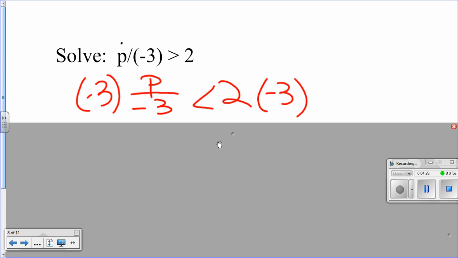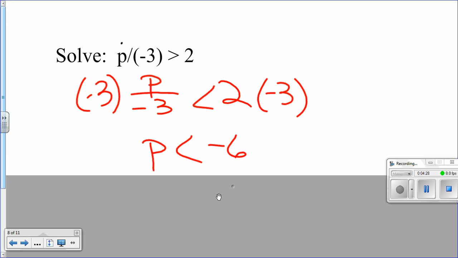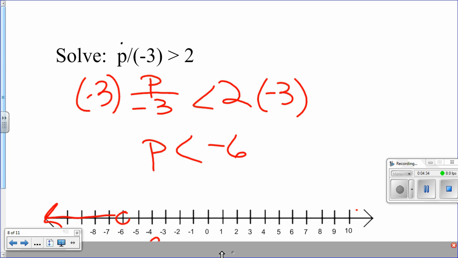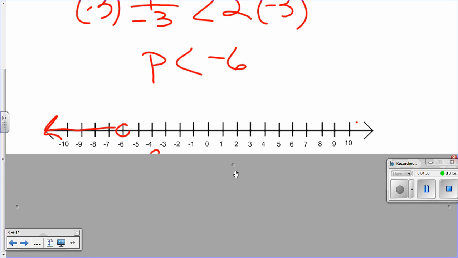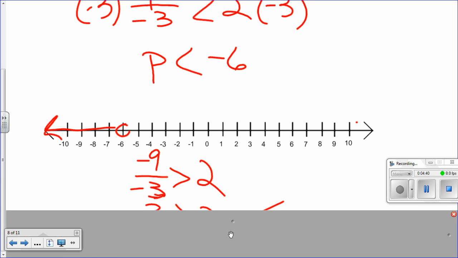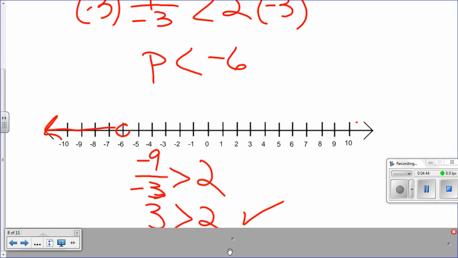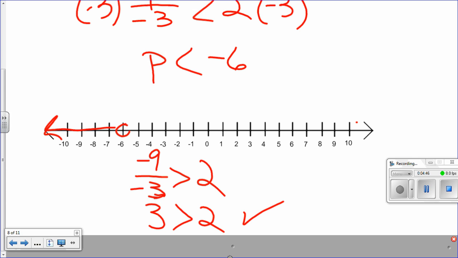Here's the same problem. We're going to multiply by -3. But if I get P is less than, if I take the sign and I flip it and shade the other way, let's see if that works. -9 divided by -3 is greater than 2. And then we end up with 3 is greater than 2. Okay, this way works. See how important it is to check your inequalities?